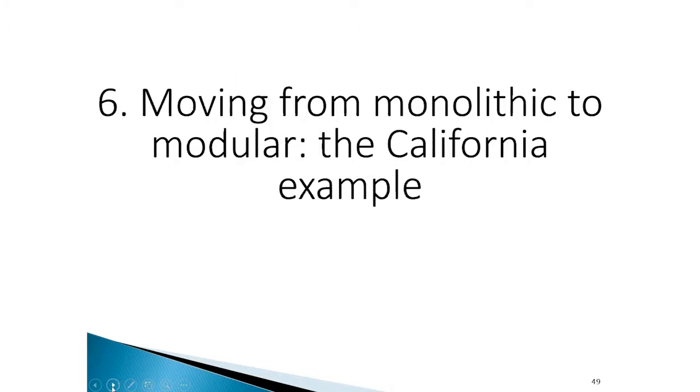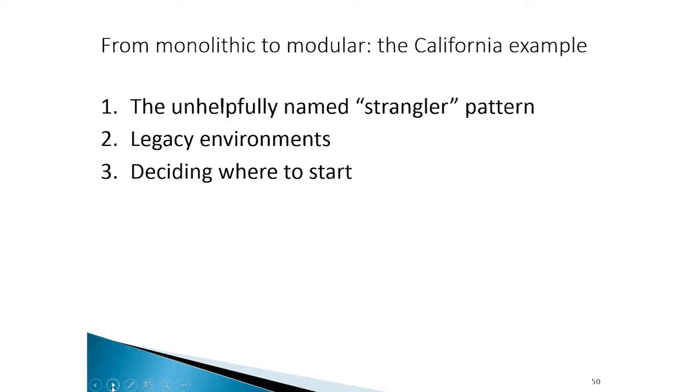Moving on to section 6. So I'll talk a little bit about how to move from a legacy monolithic child welfare system to a modular CCWIS system, and I'll use California, my work with California State, as an example here. So there are 3 parts to this section. There's the unhelpfully named strangler pattern, which comes from an industry term. I'll talk a little bit about legacy environments, and then finally I'll talk about how you might decide where to start if you're embarking on moving from a monolithic legacy system to a modular CCWIS system.